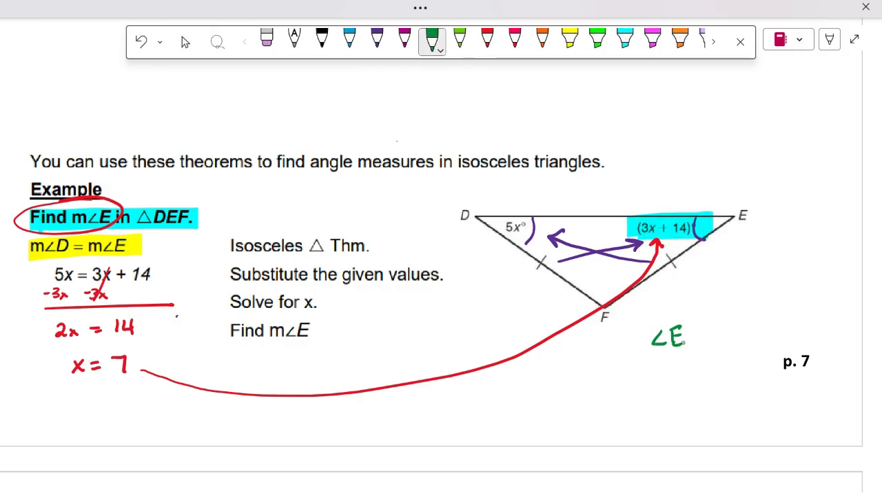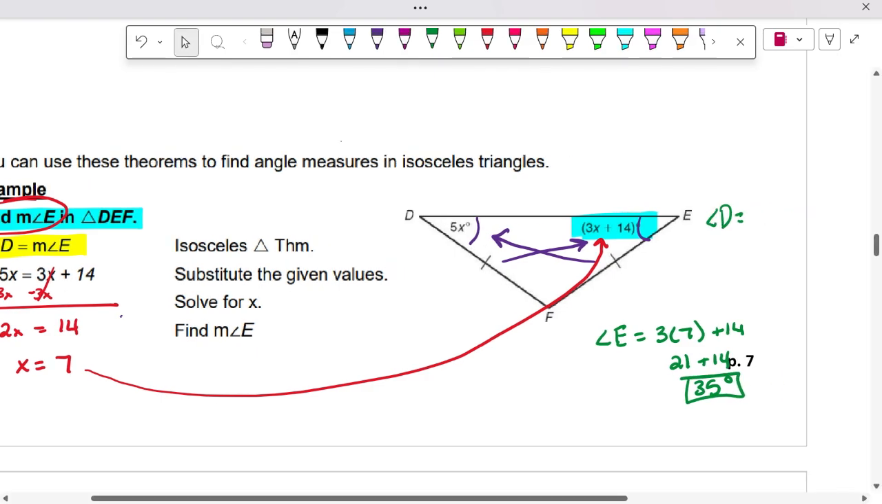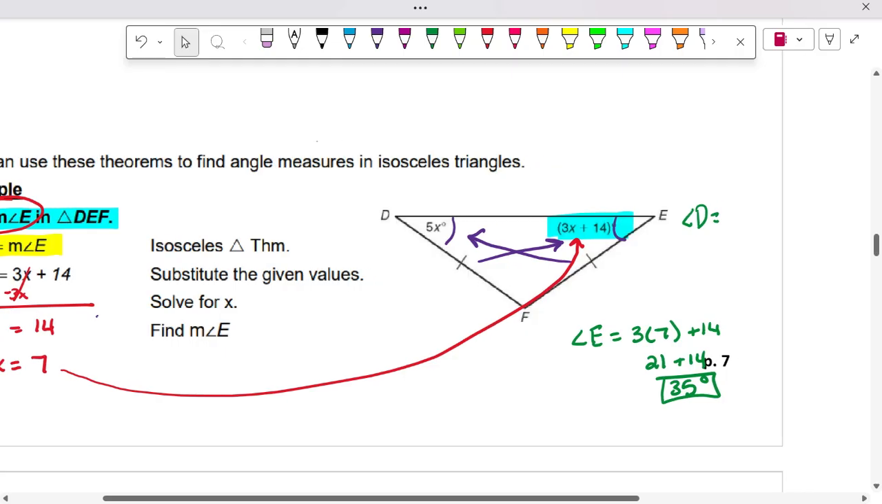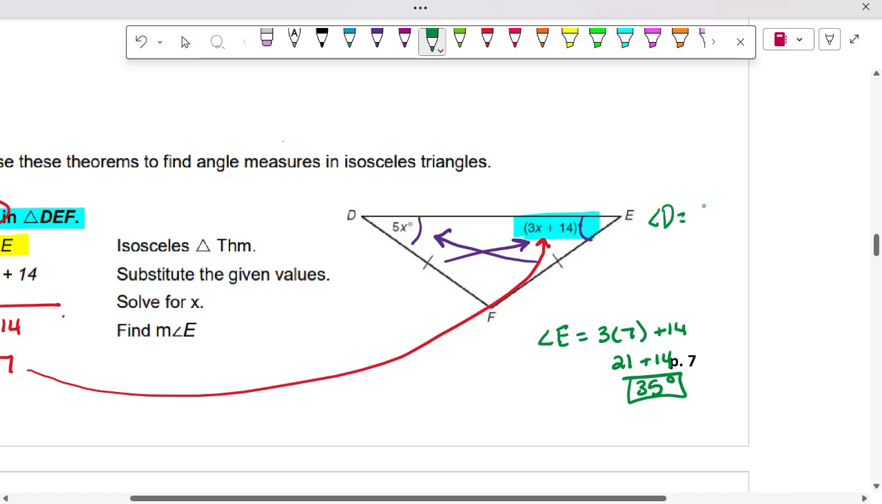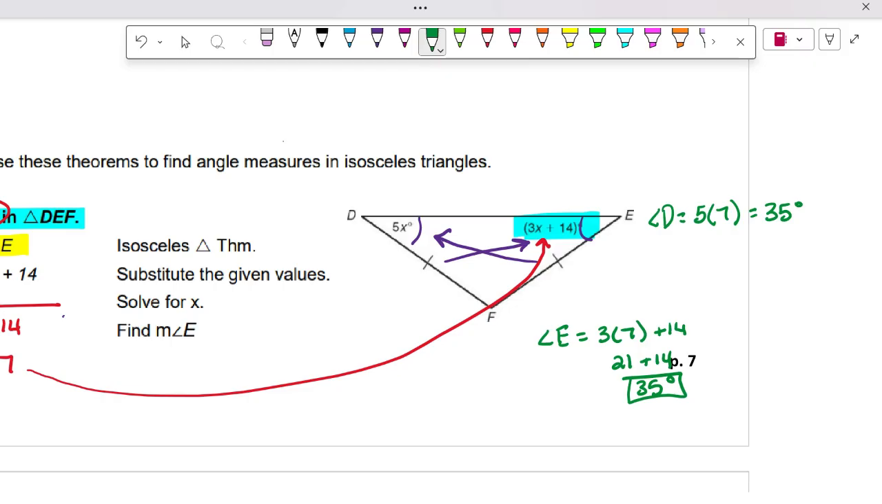So angle E is equal to 3 times 7 plus 14. 3 times 7 is 21 plus 14. That's 35 degrees. Now, it never hurts to always check to make sure you got the right thing. So you should get the same answer when you plug in for x. So if I do that, I get 5 times 7, which is in fact 35 degrees.